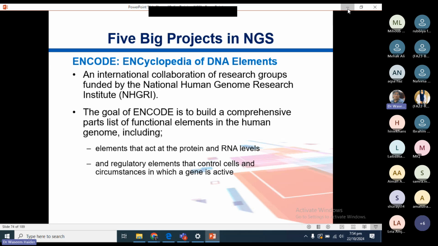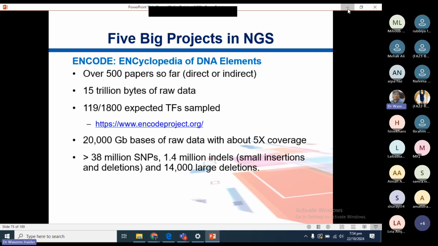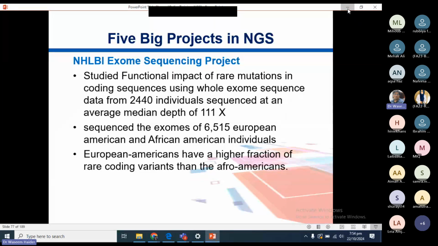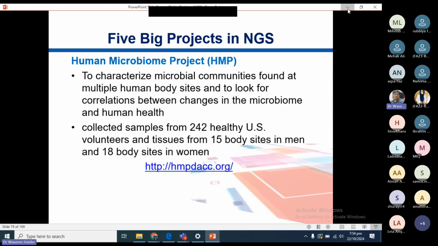And ENCODE, another one, Encyclopedia of DNA Elements. So they are putting those promoters or other sequences, the patterns which we have in the genomes. So which patterns are rich in which populations, right? And SNPs and many other things, right? An exome sequencing project, NHLBI, National Heart, Lung, and Blood. So they are getting the samples from heart, lung, and blood diseases mostly, or from these organs, and collecting the exomes of the patients having those diseases. That information. Autism, it has also.